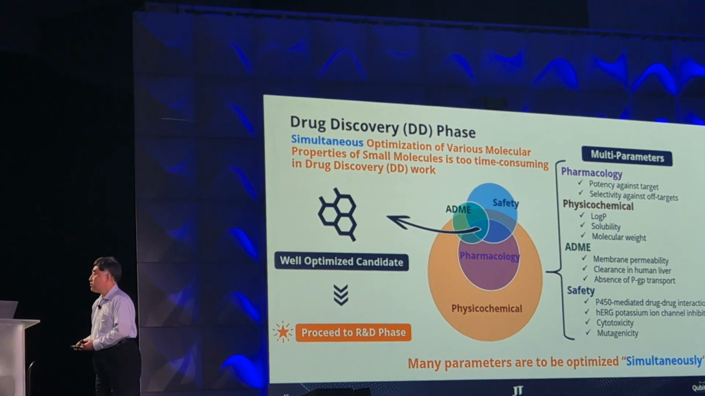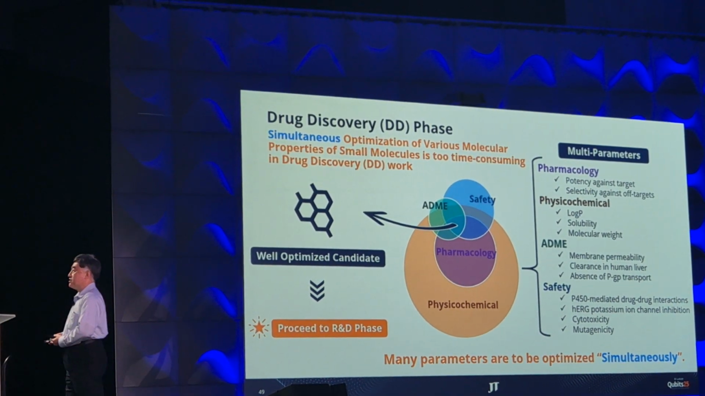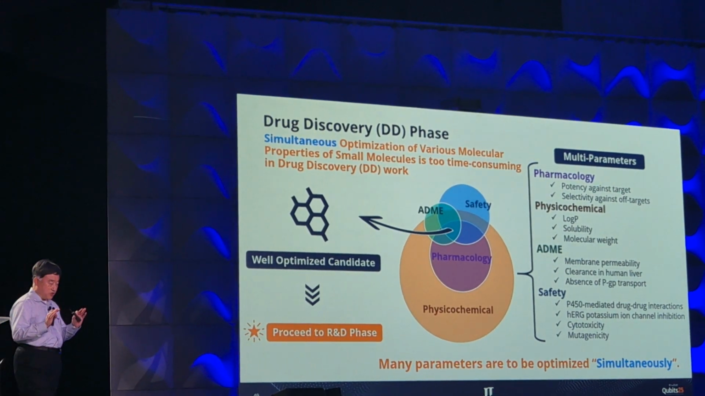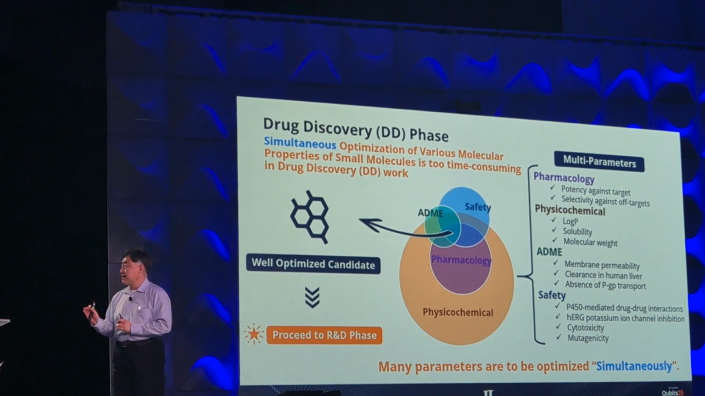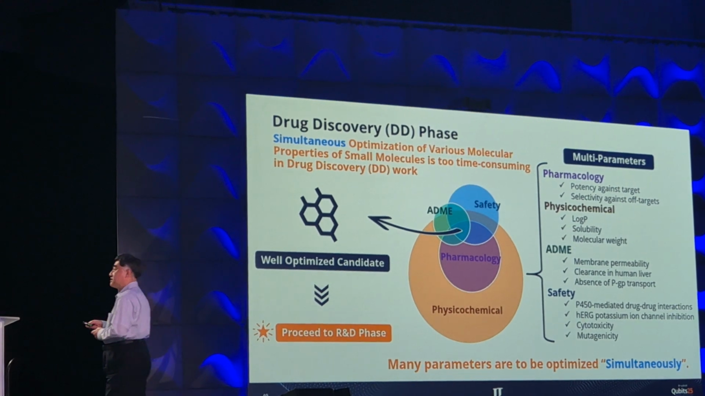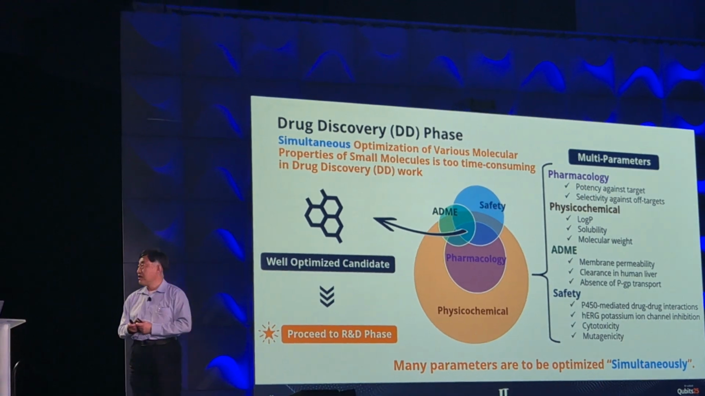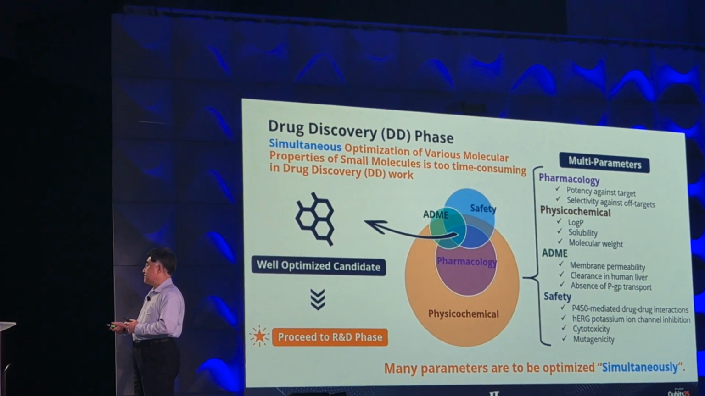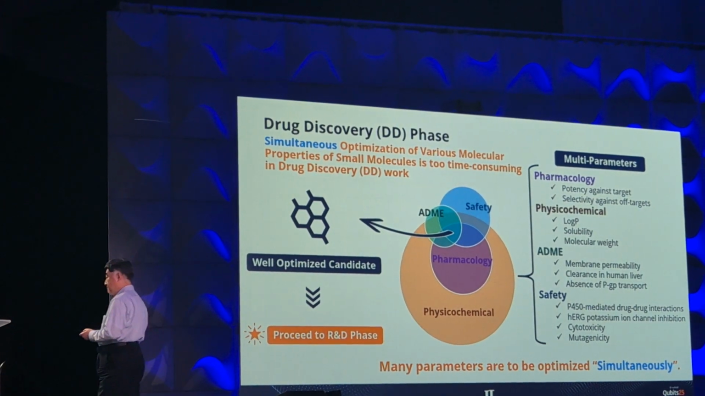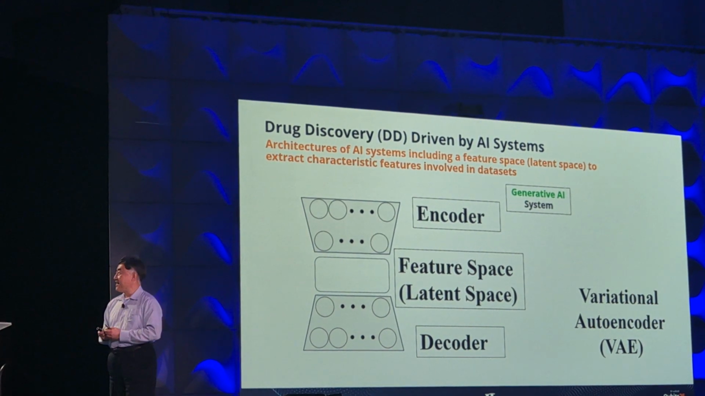More concretely speaking, these molecular properties are to be optimized in the drug design work. When we optimize a single property, then some other properties will become worse. And so simultaneous optimization of many molecular properties is required. This is the reason why the drug design is very time consuming. So we need technologies such as the advanced AI.